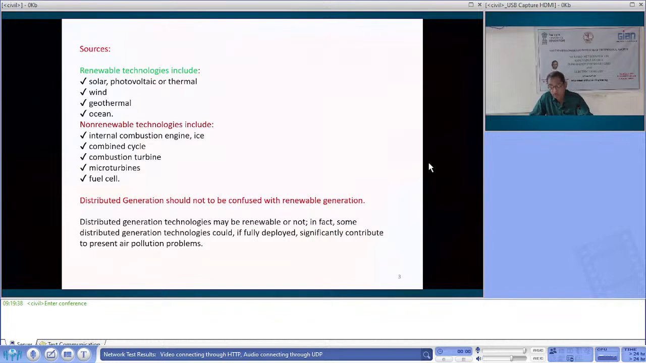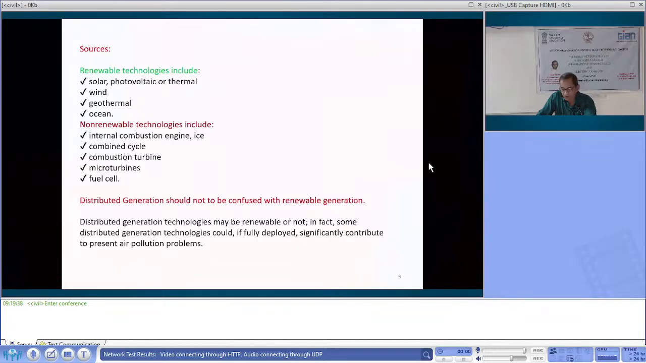Do you know the thermodynamic cycle on which gas turbines work? The Rankine is for thermal, okay. It is the Brayton cycle, B-R-A-Y-T-O-N, for micro turbines, gas turbines, and fuel cells.